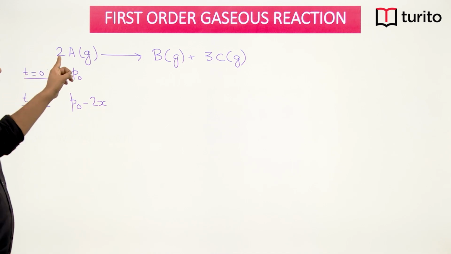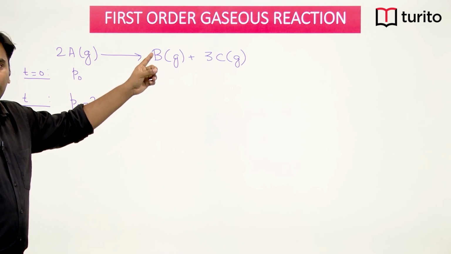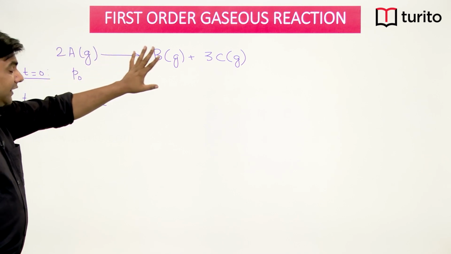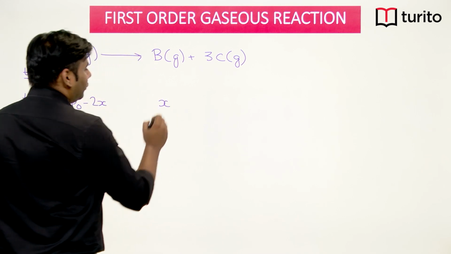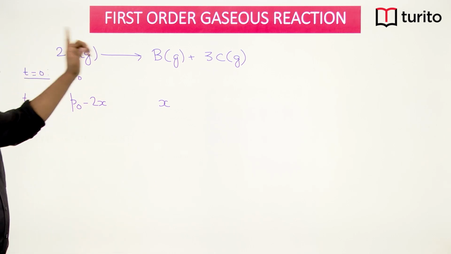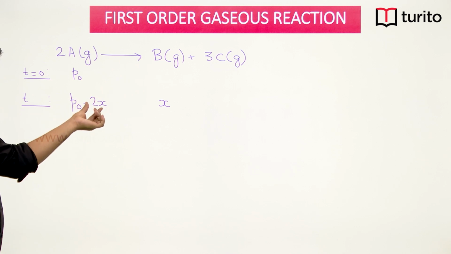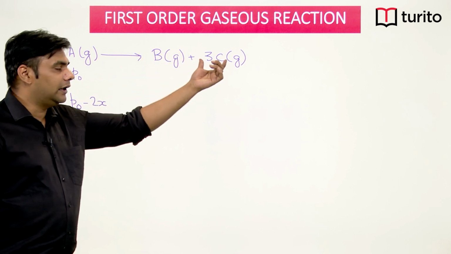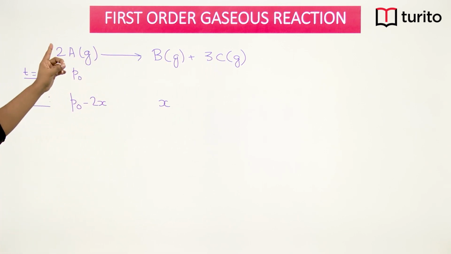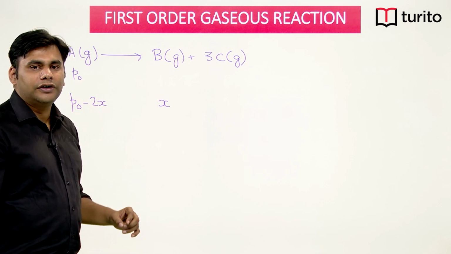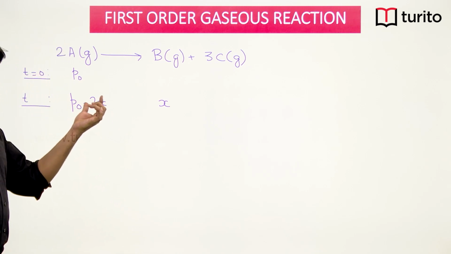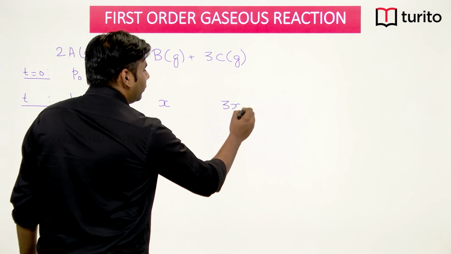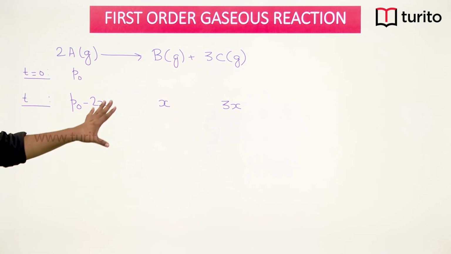So we know that from 2 moles of A we are getting 1 mole of B. So x pressure of B would be formed. 2x amount that is reacting would give x mole. Similarly 2 moles of A is reacting to give 3 moles of C. So 1 mole of A is giving 3 by 2 moles of C. Now 2x pressure has reacted, so 2x pressure would give 3 by 2 into 2x, that is 3x. I hope this stoichiometric calculation is clear to you. This is very basic.